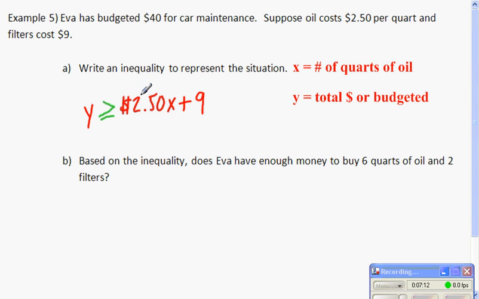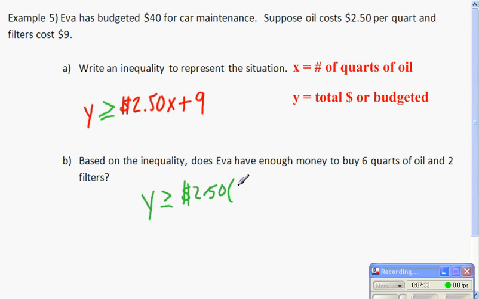Now, it can be equal to, okay? That's our amount budgeted. This $40 can be equivalent to $40 over here. It's just that this side cannot outweigh this other side. So here's your inequality. Based on your inequality, does Eva have enough money to buy 6 quarts of oil and 2 filters? Well, that would look like this.